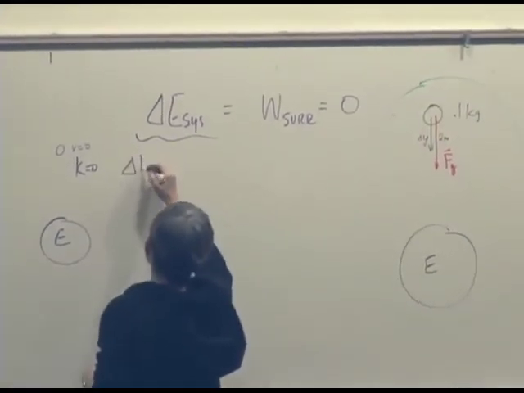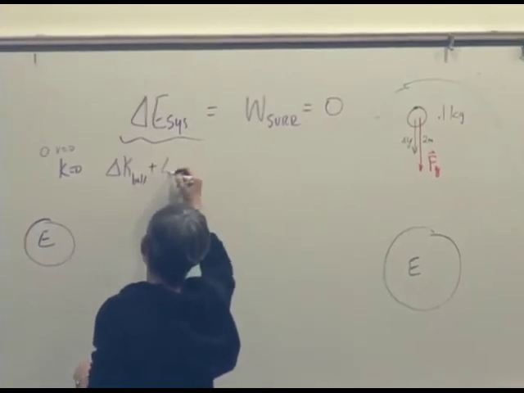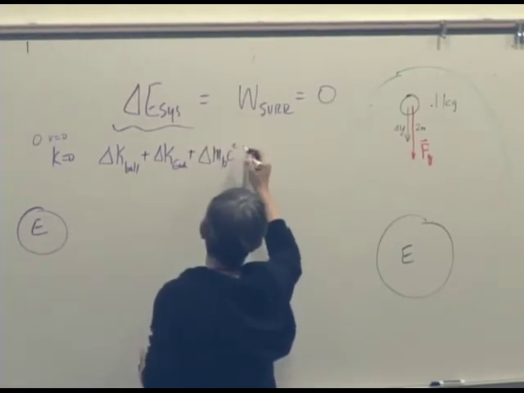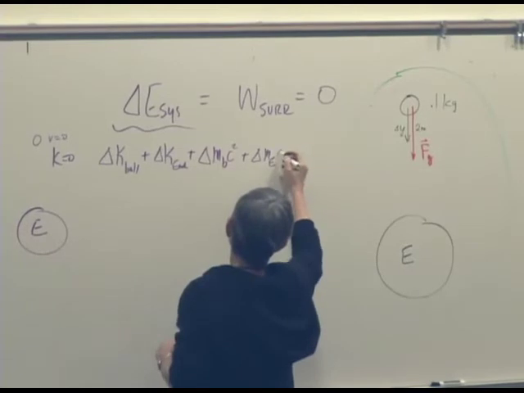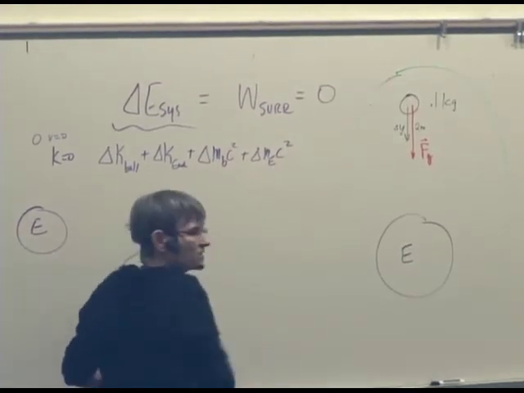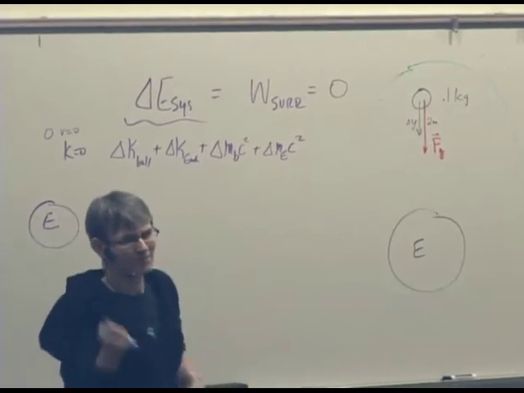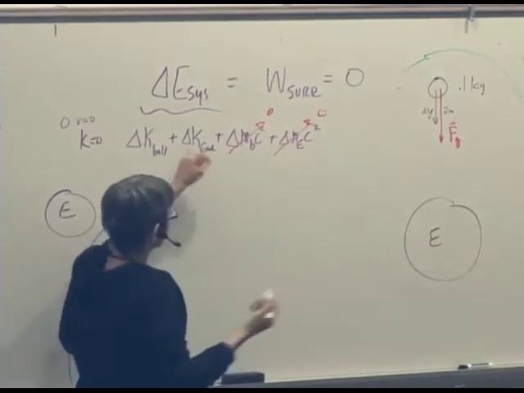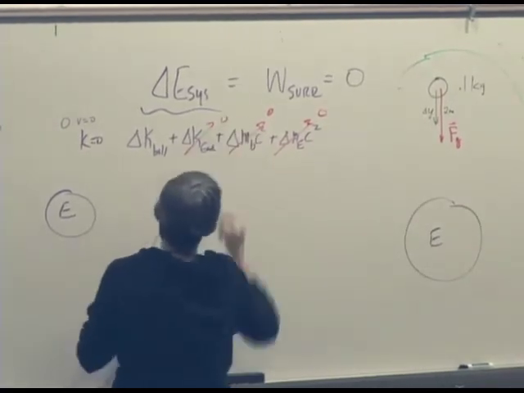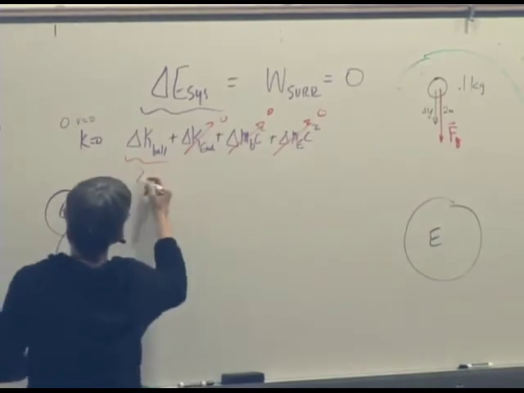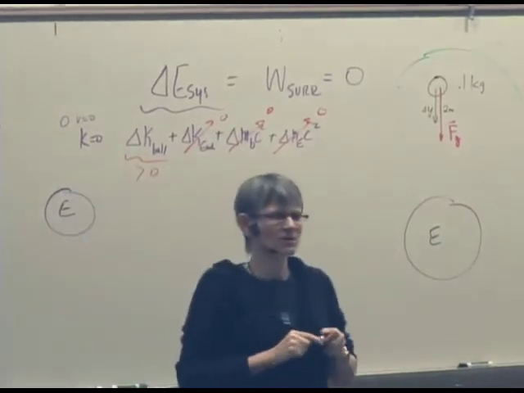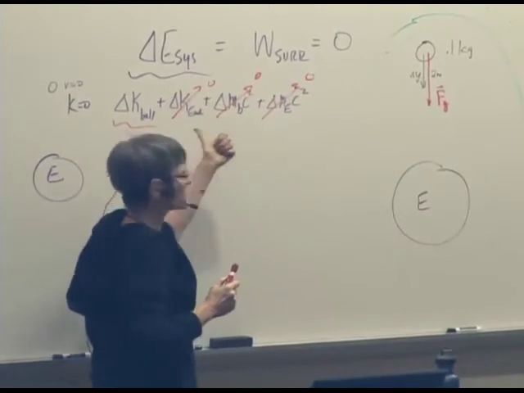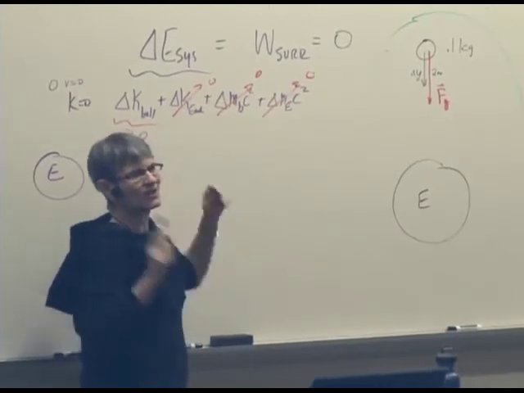Well, it's the change in the kinetic energy of the ball plus the change in the kinetic energy of the Earth plus the change in the rest energy of the ball plus the change in the rest energy of the Earth. And since neither of these turned into solid gold or anything like that, we know that their identities didn't change. That was 0. Change in kinetic energy of the Earth was negligible. The change in kinetic energy of the ball was not 0.